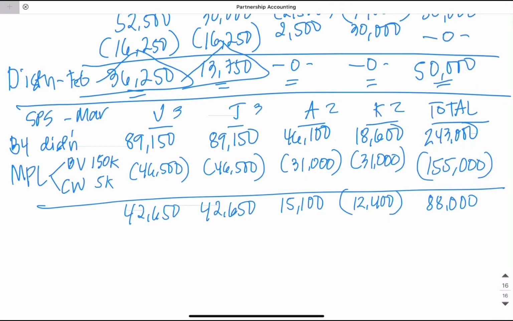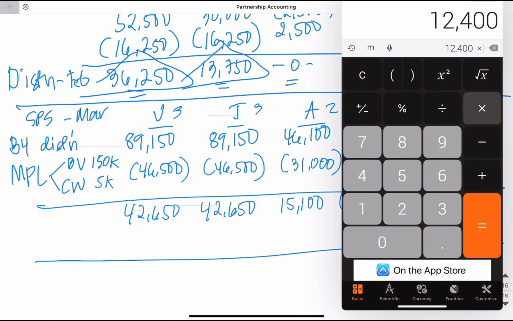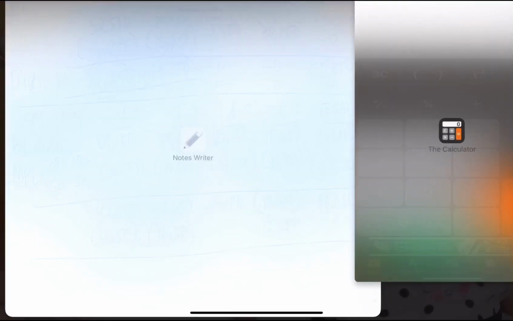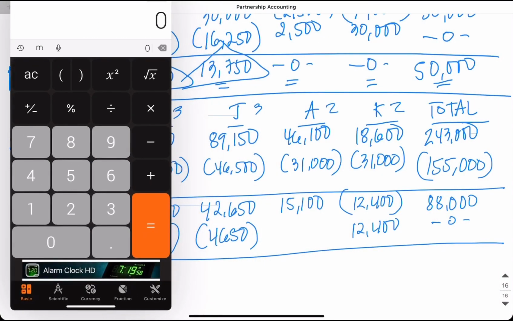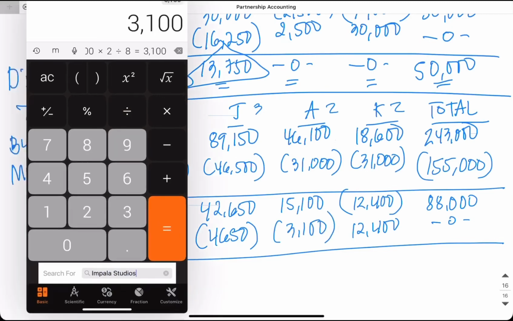This negative balance should be distributed to the rest of the partners with positive balances. So 12,400, of course, this should be 0. Then 12,400 times 3 over 8 this time, that is 3 plus 3 plus 2. So 4,650. Another 4,650. And then 12,400 times 2 over 8, so 3,100.